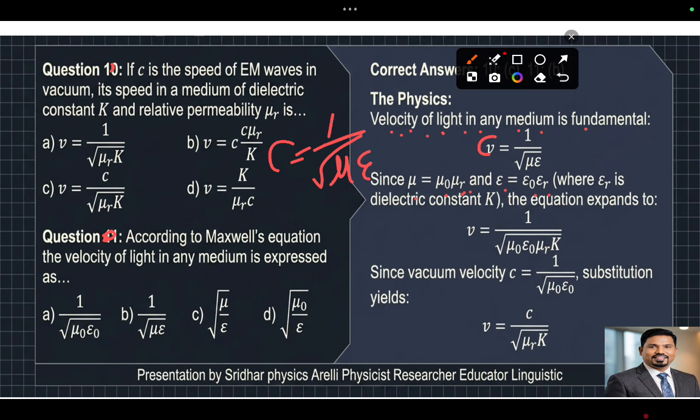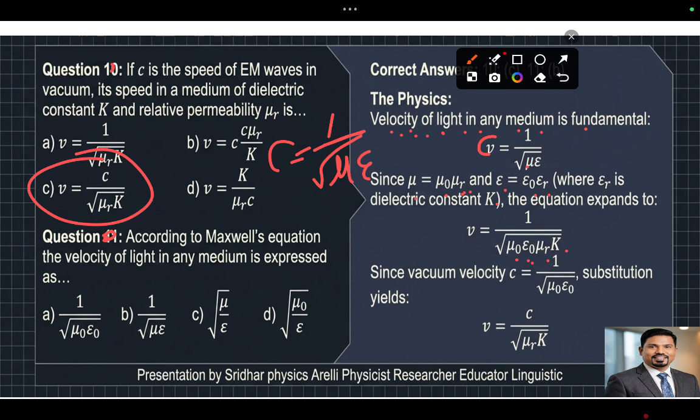Now replace mu with mu naught mu r, and in the place of epsilon, epsilon naught into K. Since the vacuum velocity is c, 1 by under root of mu naught epsilon naught, substituting, you will get v equal to c by under root of mu r K. No problem, you can look at this here.